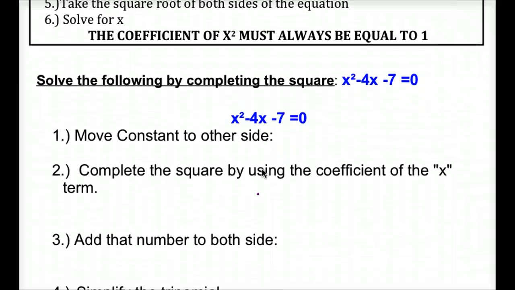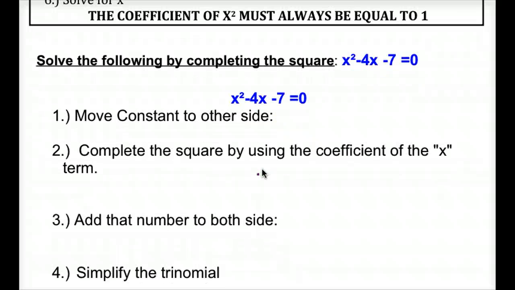The first one we're going to do will be step by step. Solve the following by completing the square: x squared minus 4x minus 7. First step says to move the constant to the other side. So, I want to take this minus 7 and move it over. All I'm going to do is add 7 on both sides. When I do this, I get x squared minus 4x is equal to 7.